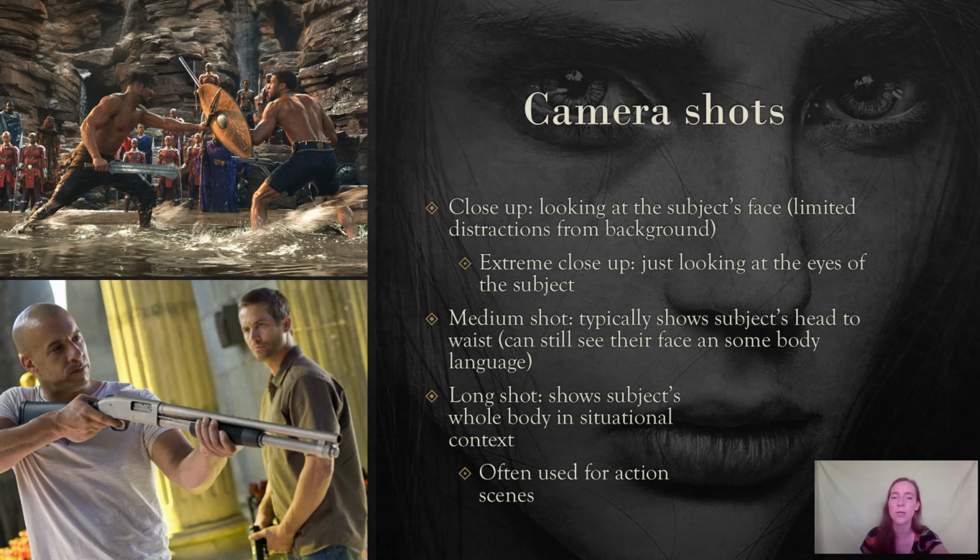We've then got the medium shot down the bottom, which typically shows the subject's head down to their waist. It's got minimal background distractions, but it's giving us some context and body language to make a little more sense of the scene. We've then got the long shot, as you can see in the top, which is the whole body and it's got situational context behind it. It gives the audience an opportunity to see exactly what's happening and experience the scene for what it is, often action.